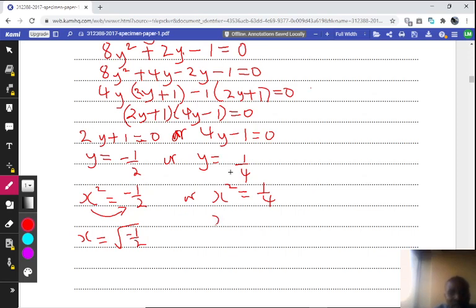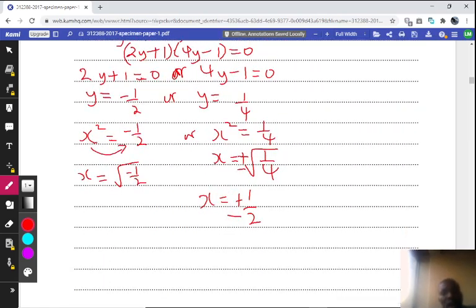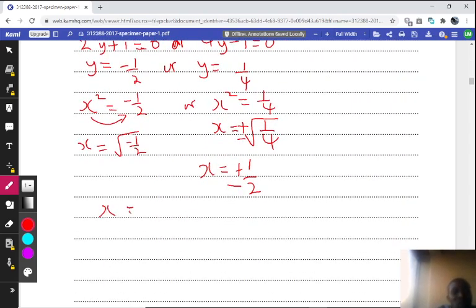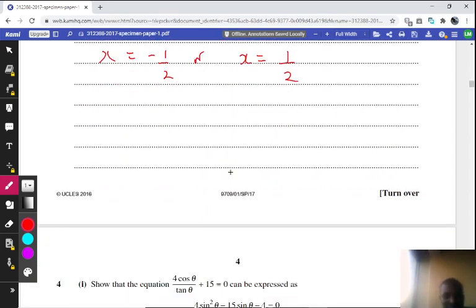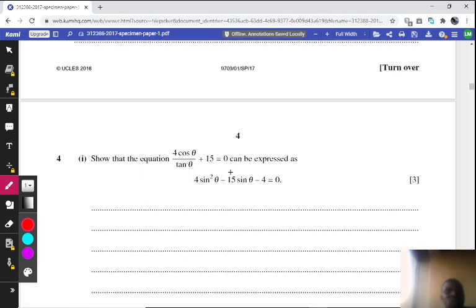So from this one, x is equal to the square root of 1/4. Square root of a number, remember, is plus or minus. The square root of 1 is 1, the square root of 4 is 2, so x is equal to plus or minus a half, which means x is equal to minus half, or x is equal to half. So we've solved our equation. Let's move on to the next question.